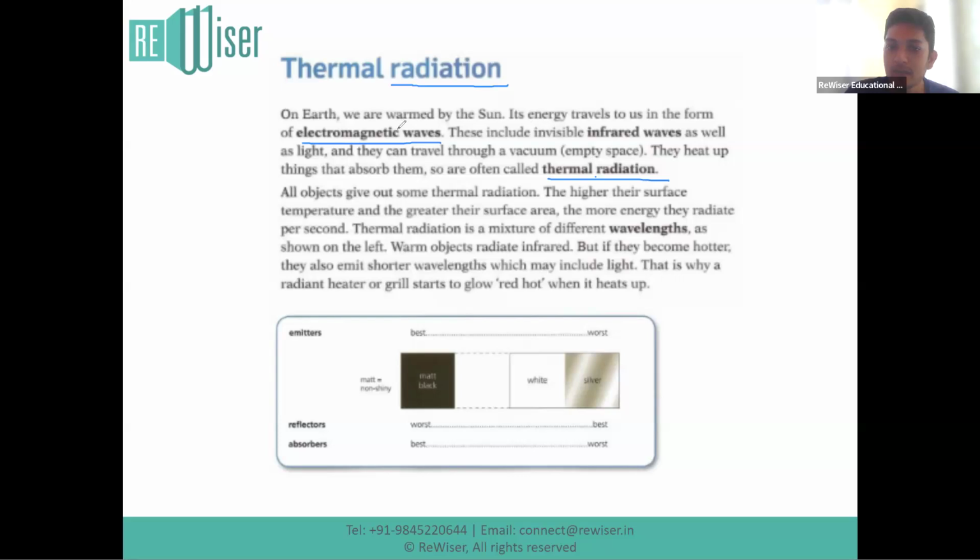Most of the thermal energy is carried through infrared waves in the electromagnetic spectrum. Remember, black bodies are best emitters, best absorbers, but worst reflectors. Whereas shiny silver surfaces are worst emitters, worst absorbers, but the best reflectors. Please remember this. This is one of the reasons why you are asked to wear black woolen clothes during the winter and white or light shiny or silver material during the summer.